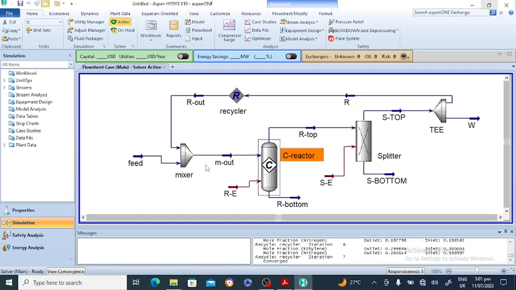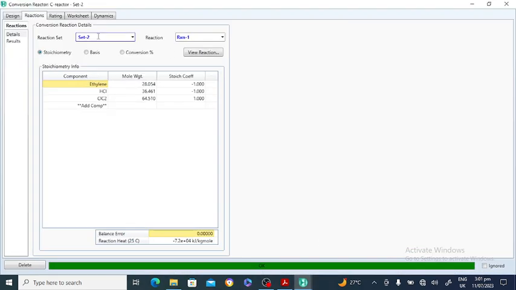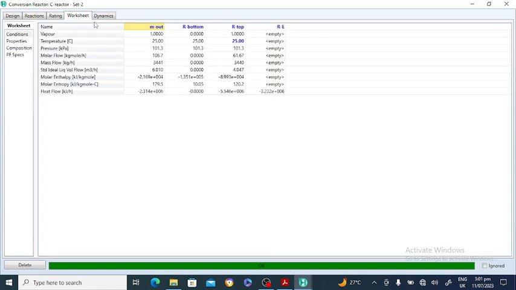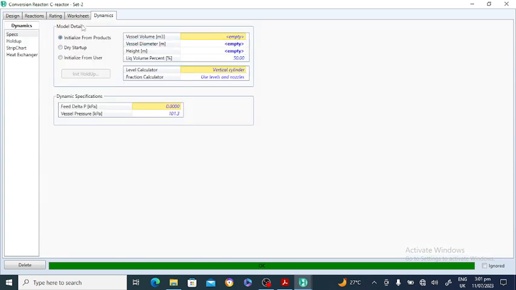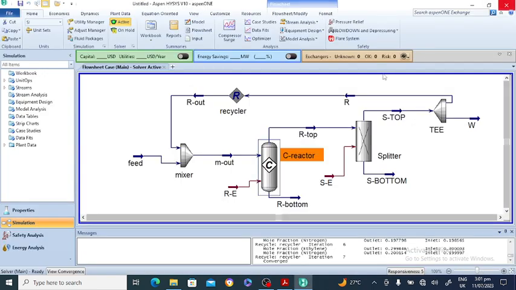Okay. You can also check some other properties of the reactor, like this is the results rating. You can also define the volume and diameter of the reactor as you wish. This is the other worksheet, the dynamic, so the reactor vessel, etc. Okay, this is the reactor.